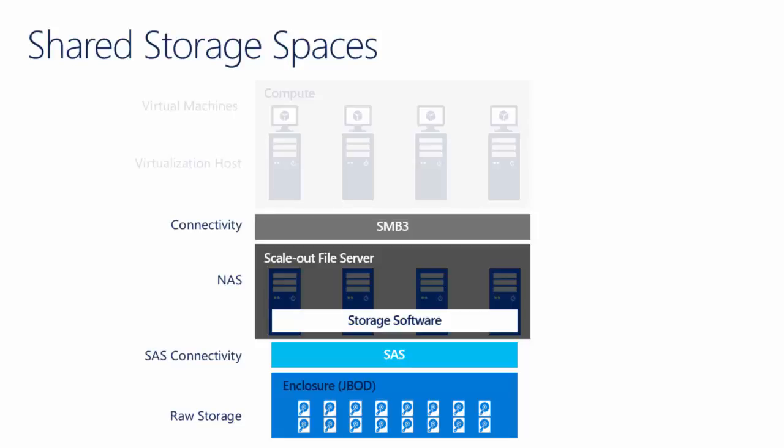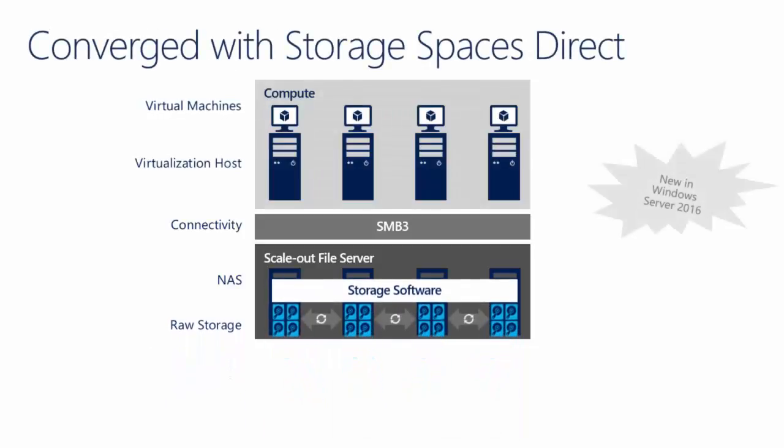Now, one of the things that we start talking about now is the idea of converged with storage spaces direct. So this way we've got the ability to start having the virtual machines running on top of the same hardware. So effectively the VMs are running on the virtualization host, which can then connect through to our SMB file shares on their scale-out software, and we can start using storage spaces direct down in those local servers.